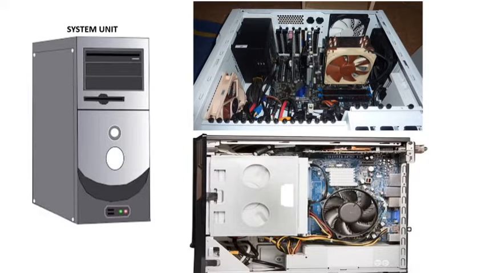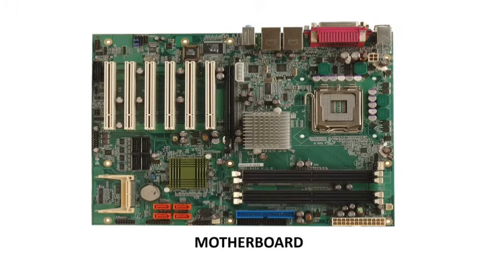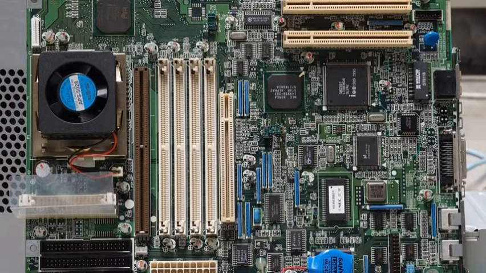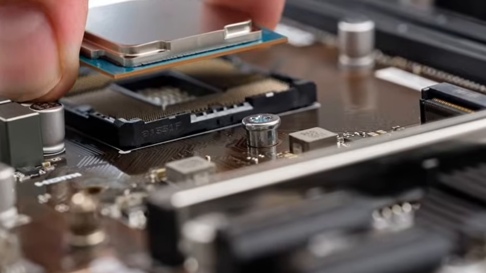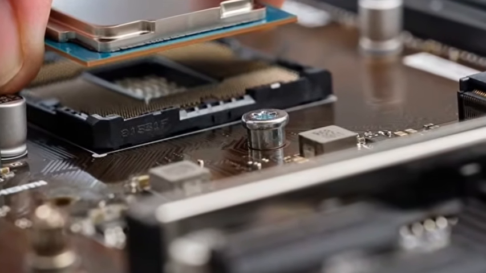Internal hardware. Internal hardware are hardware found inside the system unit. Motherboard is the central circuit board, found inside the system unit. All other hardware are plugged into the motherboard. They are central processing unit. The CPU is the brain of the computer. It is responsible for all data processing. CPU is placed in the CPU socket on the motherboard.